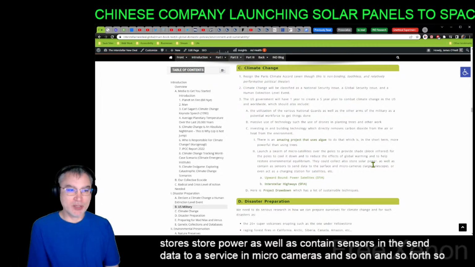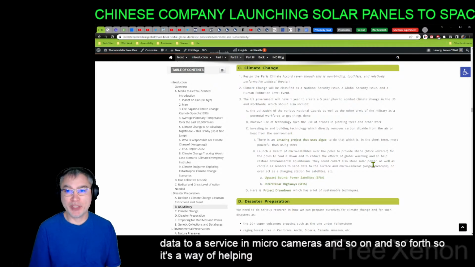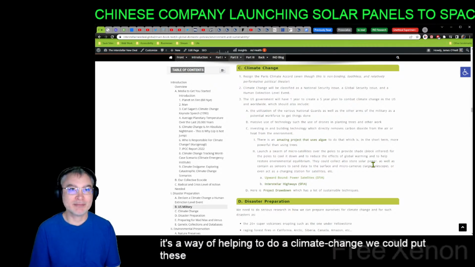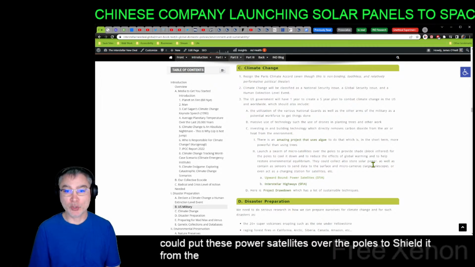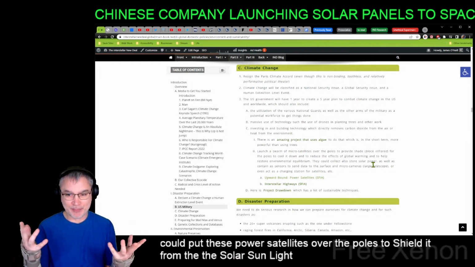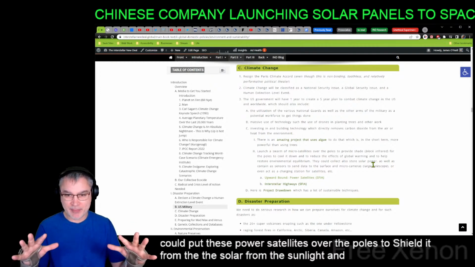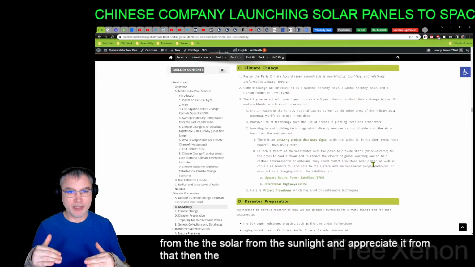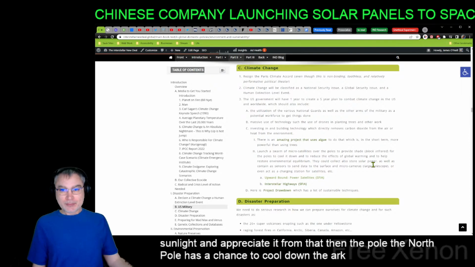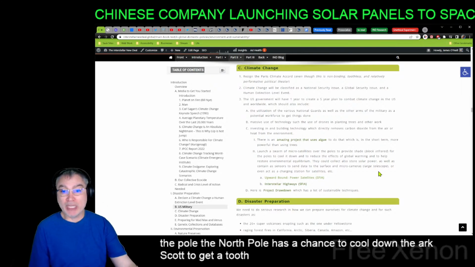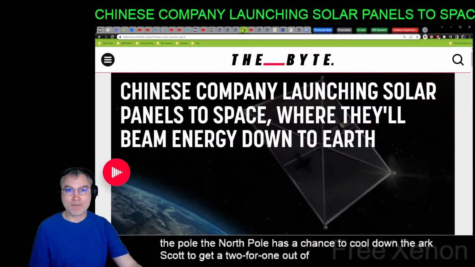So as a way of helping to deal with climate change, we could put these power satellites over the poles to shield it from the sunlight, and if you shade it from that, then the North Pole has a chance to cool down. The Arctic has a chance to cool down. You kind of get a 2-for-1 out of this deal.